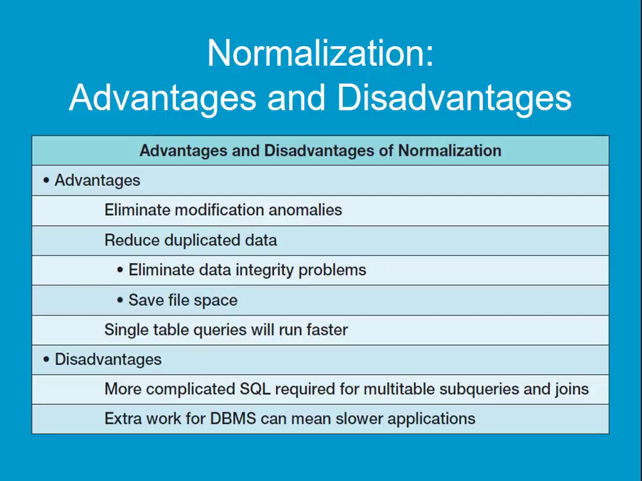We can save file space by reducing that duplicated data and those data integrity problems, as I mentioned before, like with the person's last name. Another advantage is single table inquiries are going to run faster. If we want people with the last name of Spock, and we can run a query where the last names are only in that one table that has last names, that's going to be a lot faster than going through and trying to find data that is like Spock. So that is why it's an advantage to normalize.